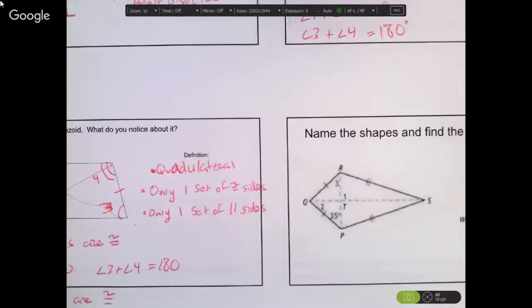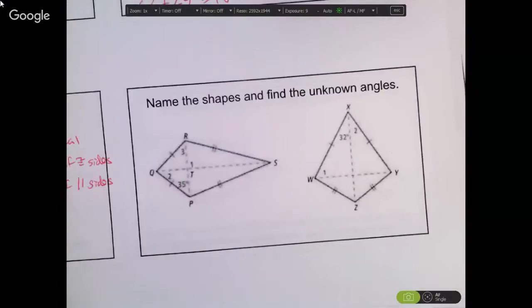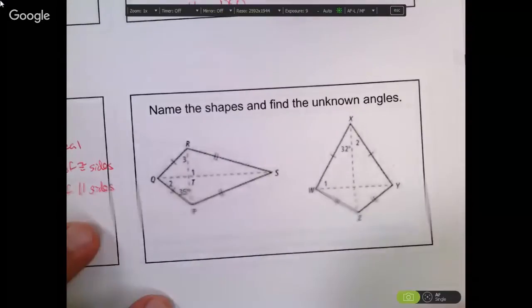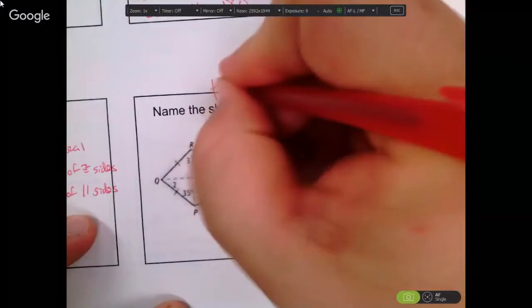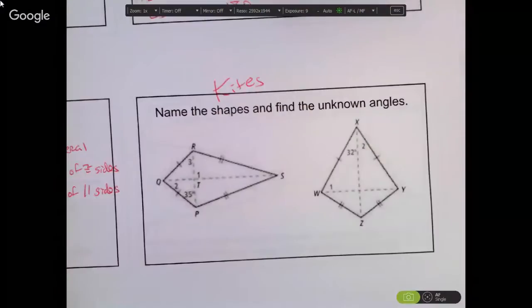Okay, first questions here. Name the shapes. These are definitely kites. Wait, is that the actual shape name? Is there like some fancy name? Yeah, the fancy name is kites. Nice. That's funny. Rhombus. Why isn't it a rhombus? A rhombus has four equal sides. All right, that's a square.